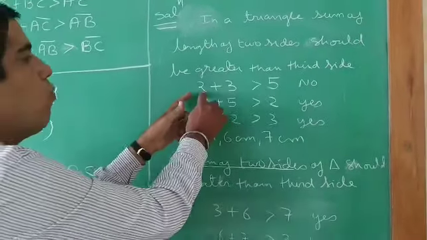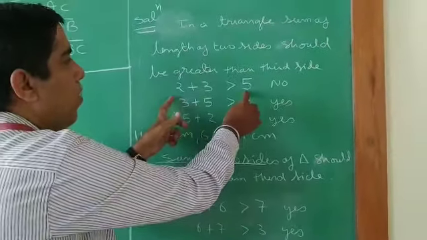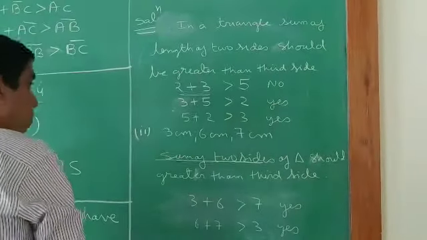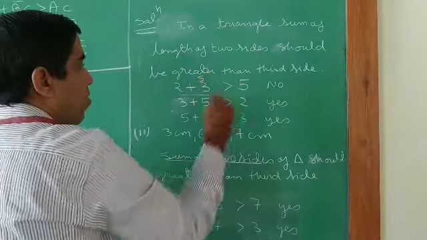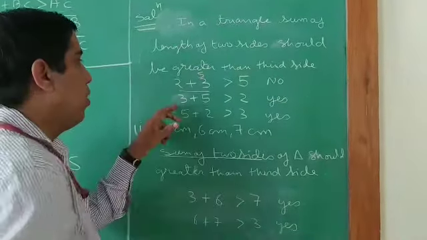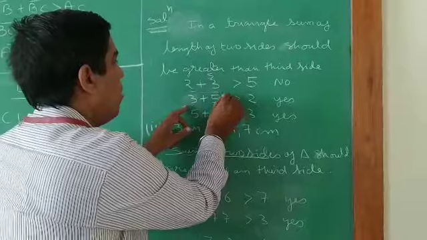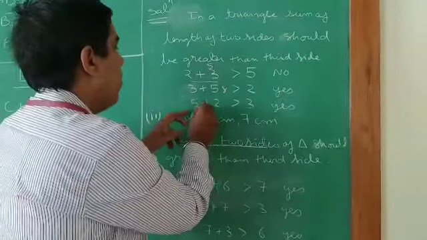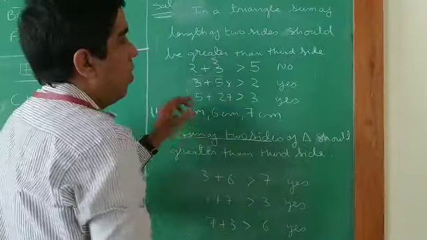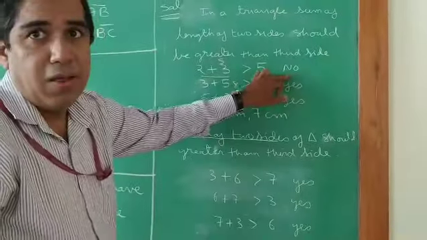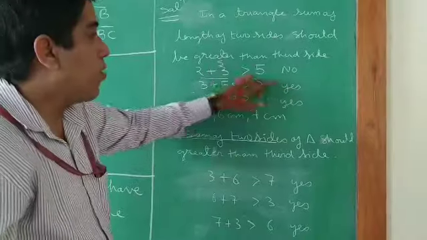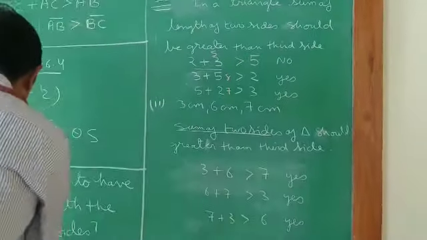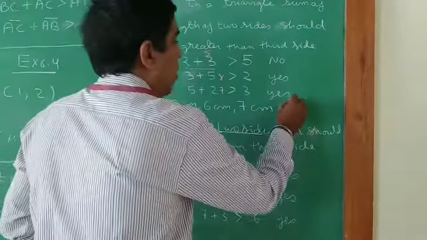You can see 2 plus 3 is greater than 5? No. You can see the value is coming 5, and 5 is not greater than 5. So it is no. 3 plus 5 is how much here? 8. 8 is greater than 2? Yes. 5 plus 2 is 7. 7 is greater than 3? Yes. But one condition is not satisfied, so it means the triangle is not possible. So I will write here, it is not possible.